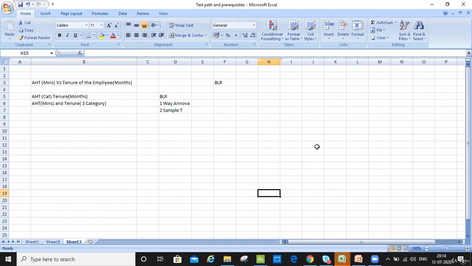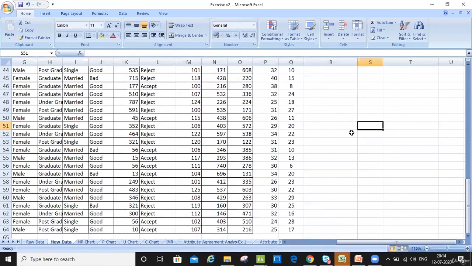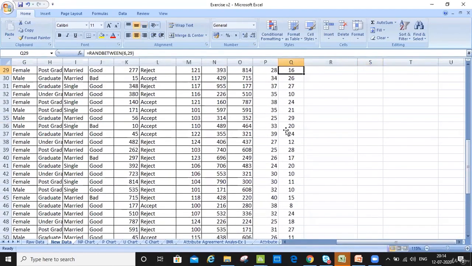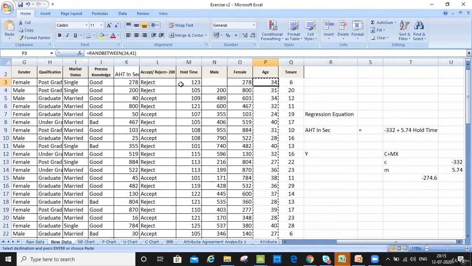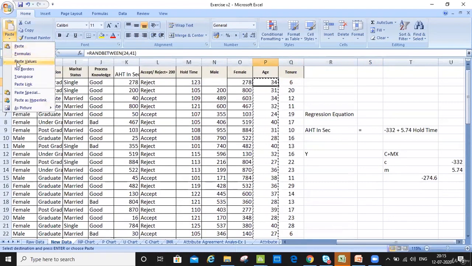Yes, you can consider it. Likewise, we have categorized this data, accept versus reject. So this has become binary, and now I'm comparing it with the tenure of the employee. So this is the tenure of the employee data: 6 months, 20 months, 10 months in the system. And can you even compare with the age? Yes, absolutely, you can.